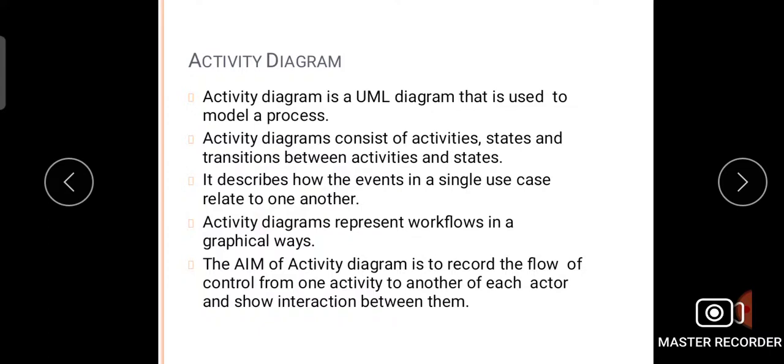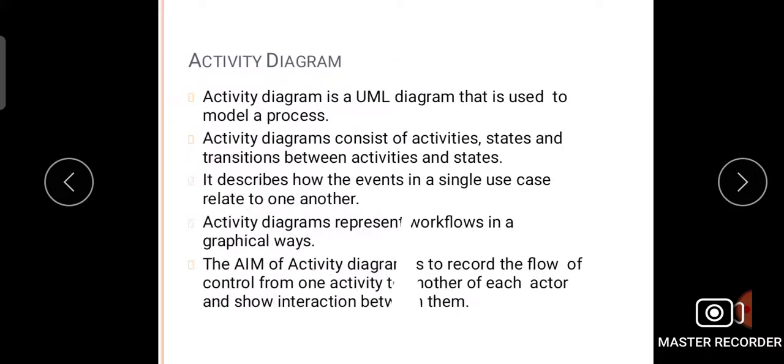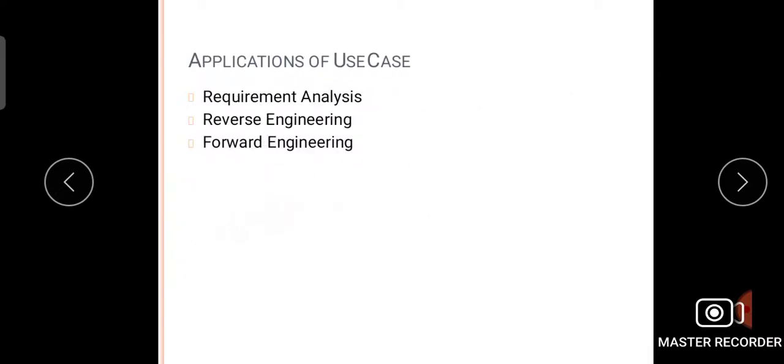So I hope, dear students, you all easily understand the use case diagram, data flow diagram and UML model and modality. In the next lecture we will discuss the activity diagram. I hope you all easily understand all these topics, and all these topics are very important for the GTU exam.